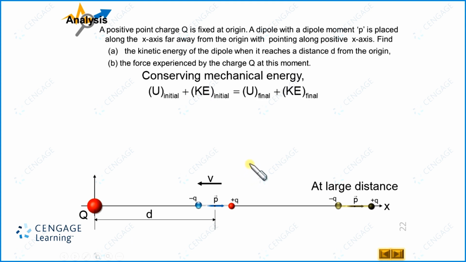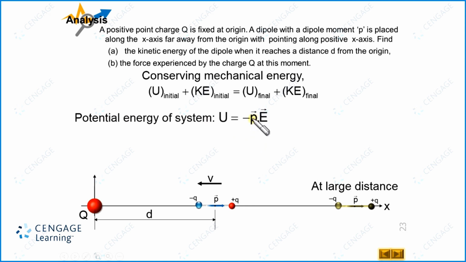Now at a large distance, if we observe, the potential energy should be 0, and initially we have held this dipole. That means it is not free to move initially, so the initial kinetic energy is 0, and the initial potential energy is also 0. We need to calculate the final kinetic energy, and we can find the final potential energy of the dipole and charged particle system. Here we can write the potential energy of the system associated with this charged particle and dipole as minus P dot E. Okay, so let us write the potential energy of the system.